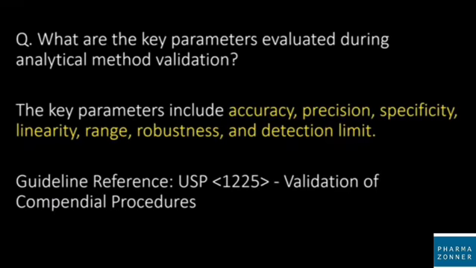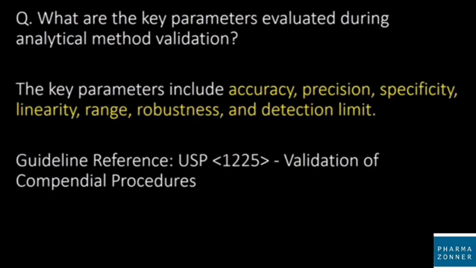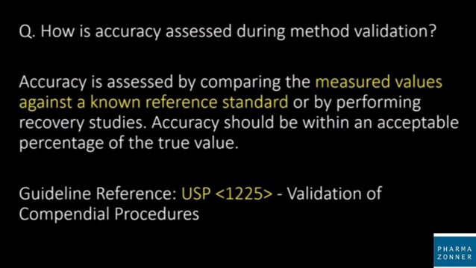What are the key parameters evaluated during analytical method validation? The key parameters include accuracy, precision, specificity, linearity, range, robustness, and detection limit. Guideline reference USP Chapter 1225. How is accuracy assessed during method validation? Accuracy is assessed by comparing the measured values against a known reference standard or by performing recovery studies. Accuracy should be within an acceptable percentage of the true value. Guideline reference USP Chapter 1225.